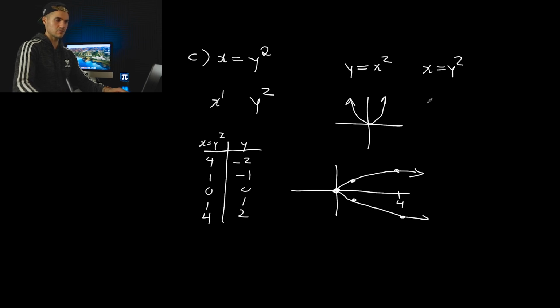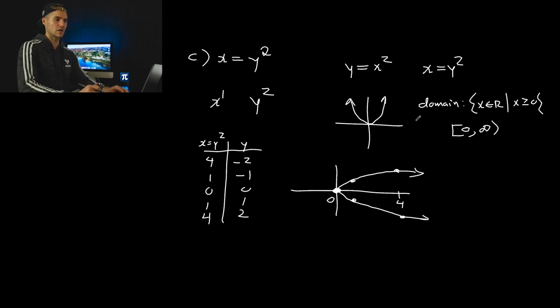And so from here, what's the domain going to be? Well, notice it is all of the x values, but the x values have to be greater than or equal to 0, right? That is the minimum x value of 0. There's no x values over here. So in interval notation, we would say it's from 0 to infinity, and it's including that 0, so we put a square bracket there. Now, what about the range?